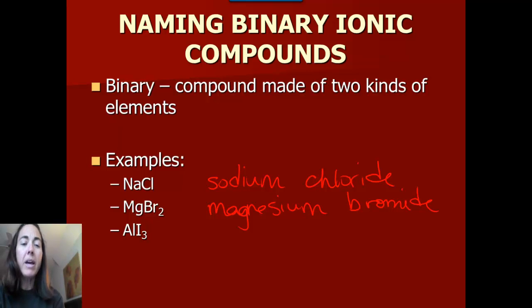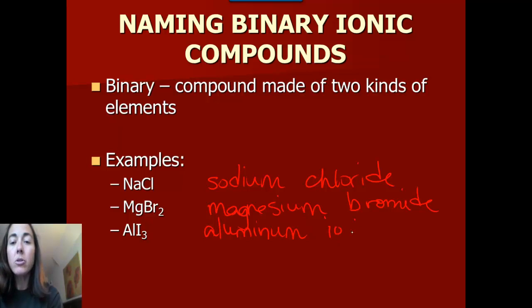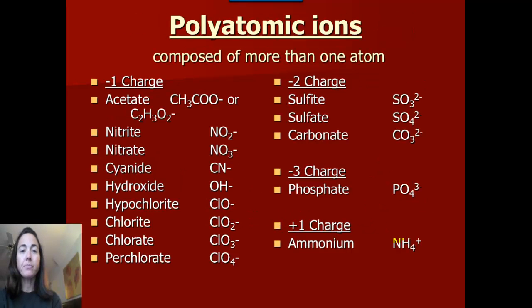The third compound starts with Al, aluminum, so I'm just going to call that the aluminum ion. And then I is iodine, but we need to make it iodide. So this compound is called aluminum iodide. And that's how you name these binary ionic compounds. Let's take a look at some larger compounds next.